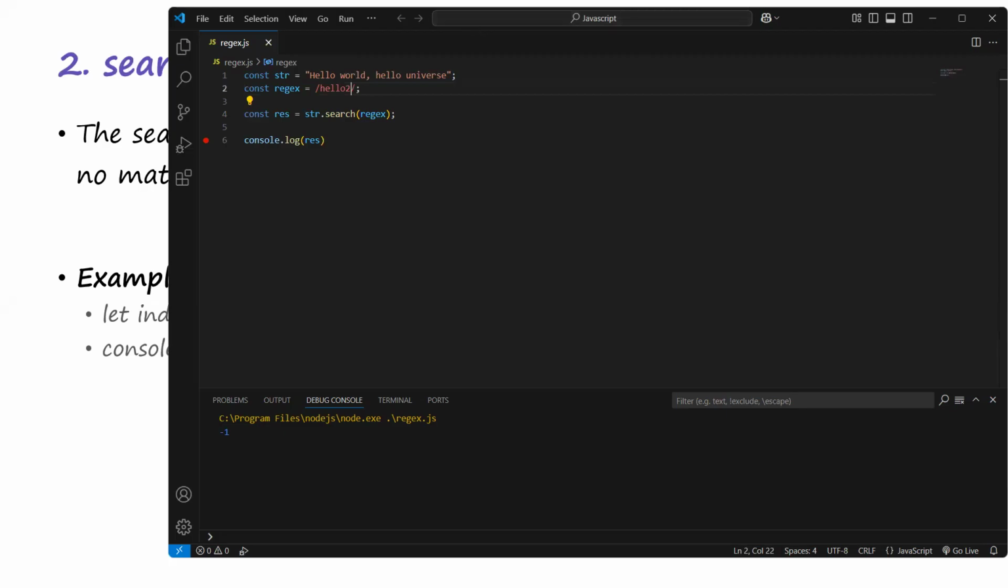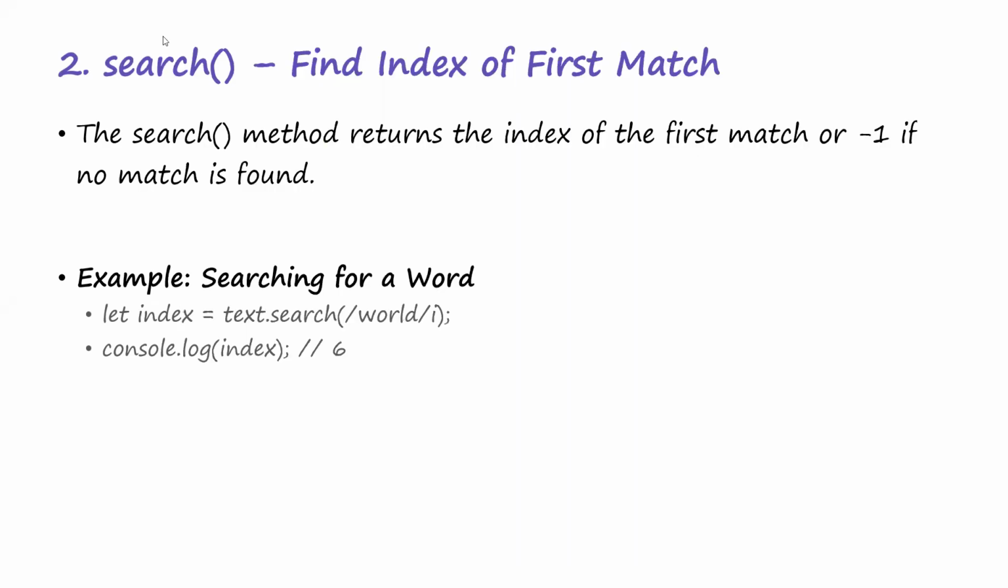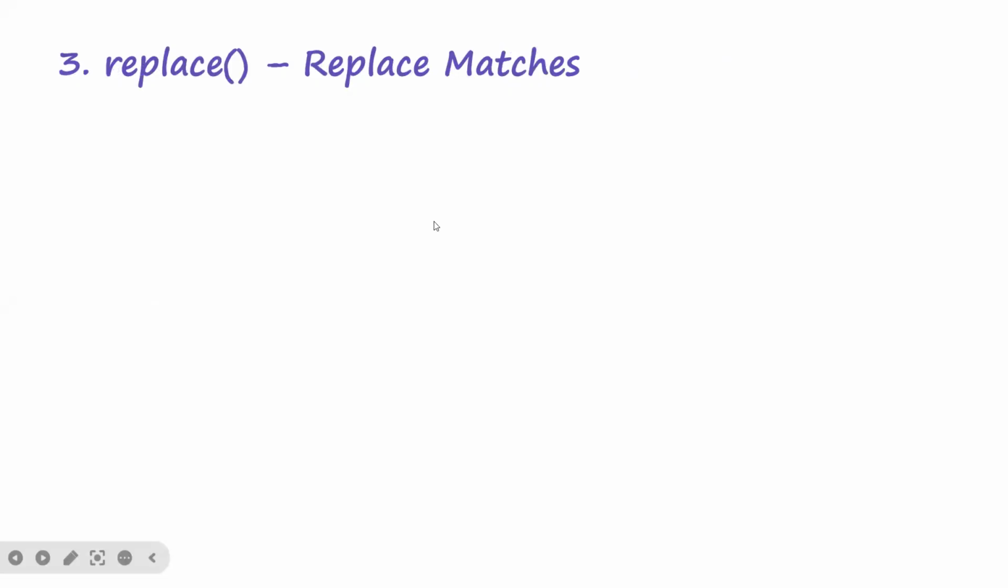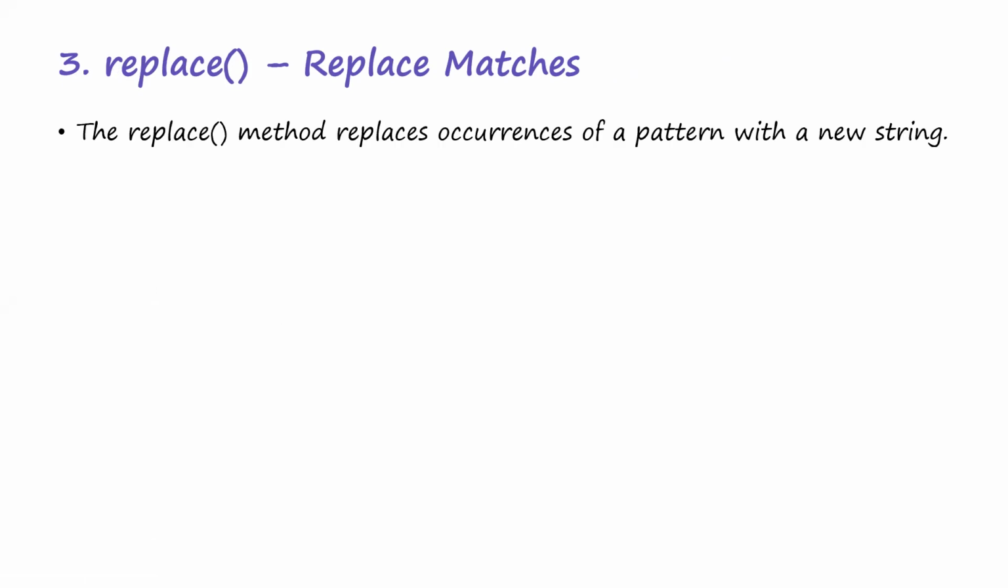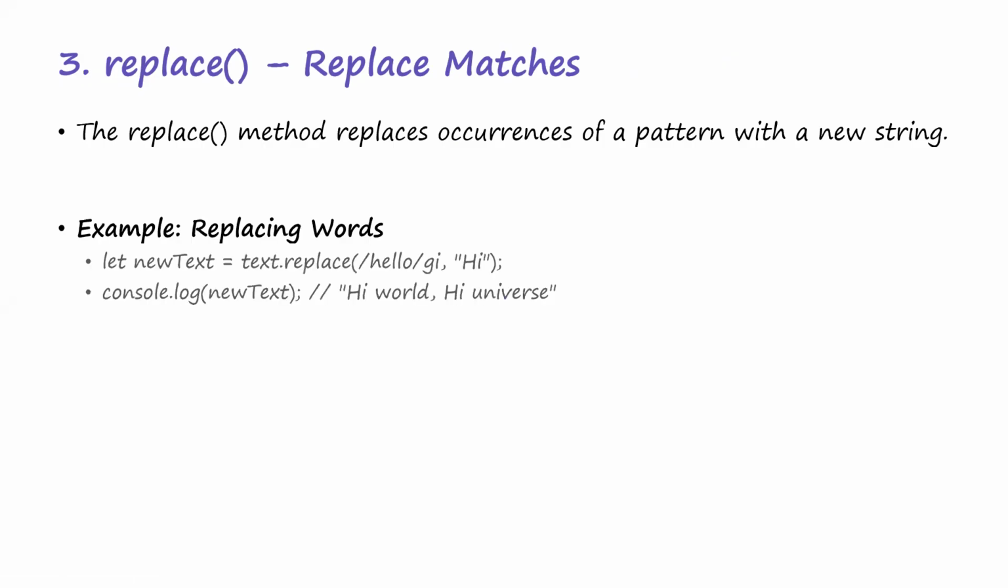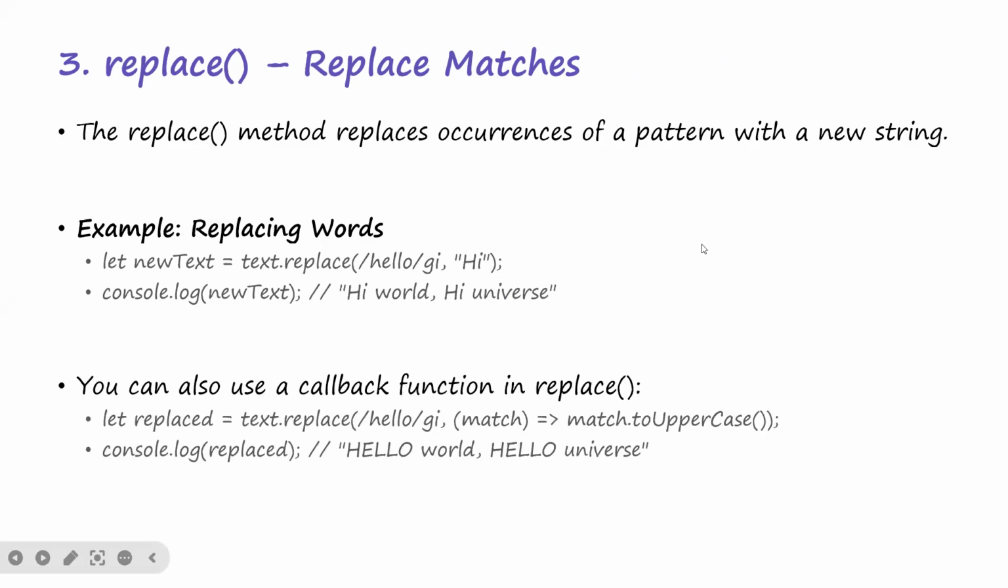Okay, so now the next one is replace. With this replace method, when you match something, you want to replace it with another string. So the replace method replaces occurrences of a pattern with a new string. So replacing was, if I have hello and I want to replace it with hi.